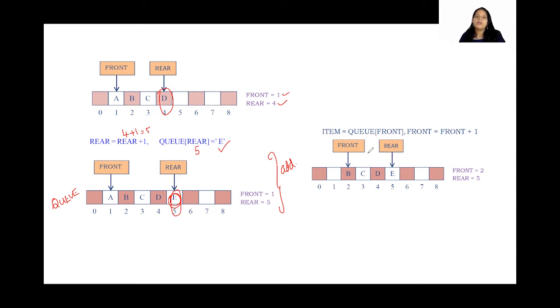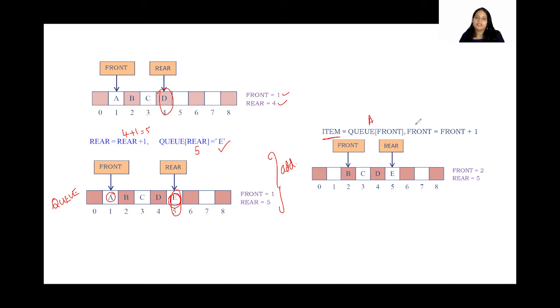Now let us see how I am going to delete an item. So we are always going to delete the item from the front pointer, isn't it? So first I'm going to store that item which I'm deleting. So I'm going to say item is equal to Q of front. So here as of now Q of front is what? This is my A. So I'm going to store A in my item.